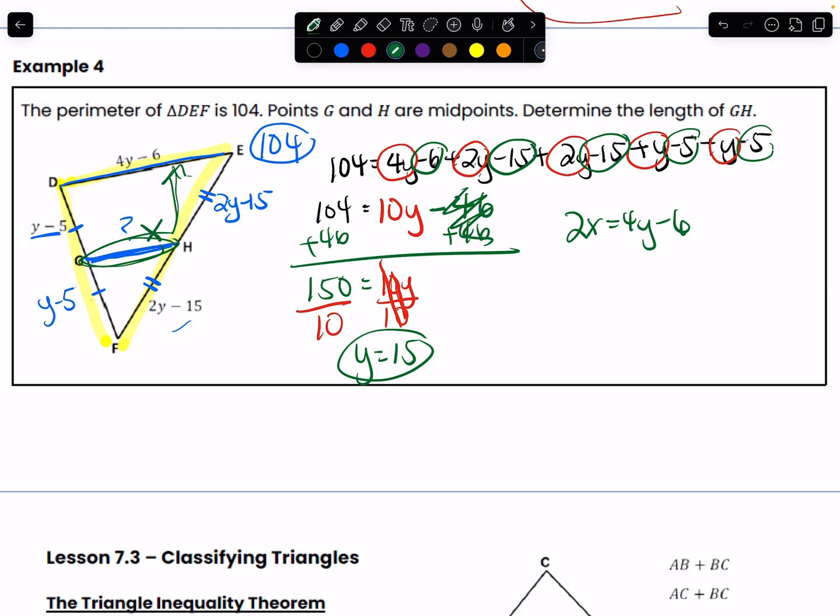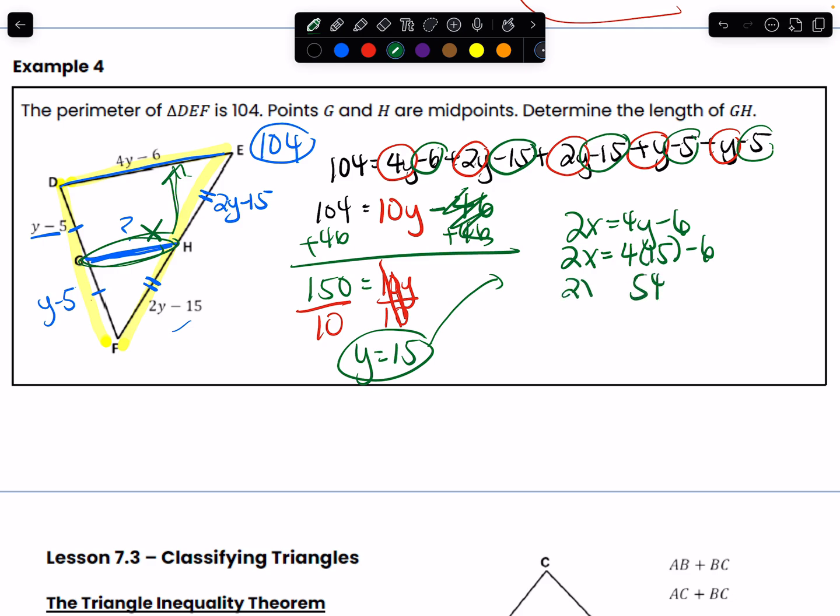Now I'm going to do my equation. But before I do my equation, I need to plug in my y value first. So I will have 2x equals 4, and y here is going to be 15, so I plug it in, minus 6. Now I use my calculator. I have 4 times 15, which gives me 60. And 60 minus 6 will give me 54.